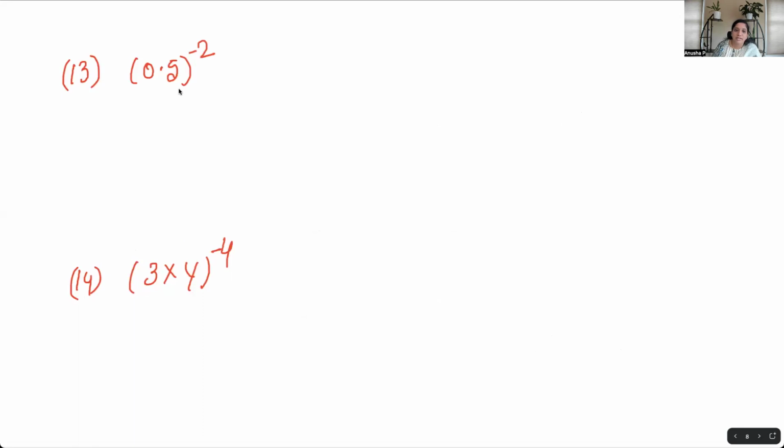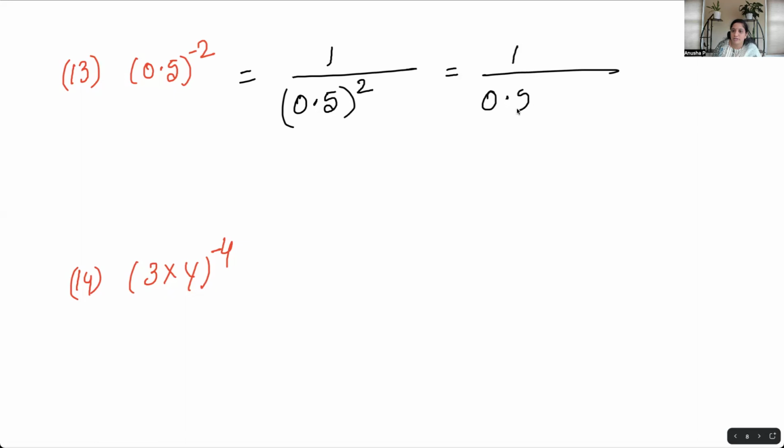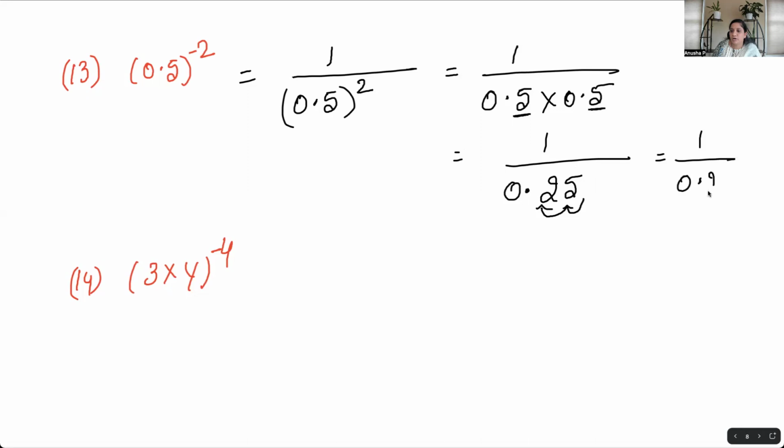Now we have 0.5 to the power of minus 2. Right. So the first thing you have to do is make it a positive exponent. It is 0.5 to the power of positive 2, because in the numerator it is a negative exponent. If you bring it to the bottom, it becomes a positive exponent. So 0.5 times 0.5. Okay. So we know 5 times 5 is 25. And after the decimal point, you have one digit here, one digit here. In total, we have 2 digits. So we have to move 2 places to the left and keep the decimal point. So it is 1 over 0.25.